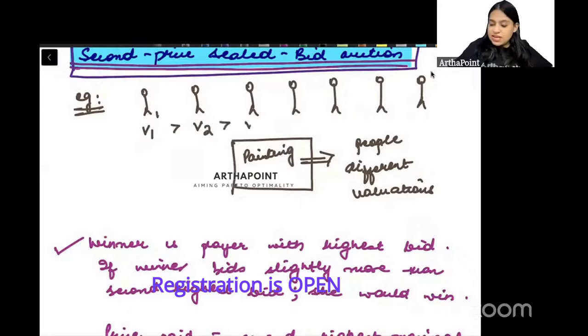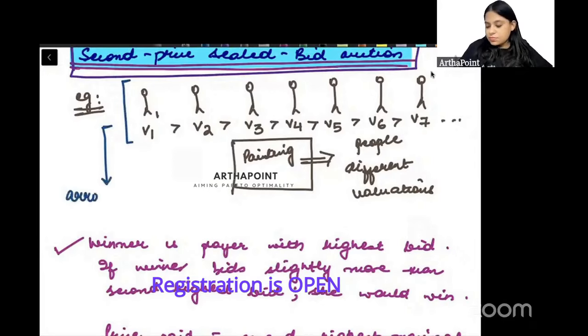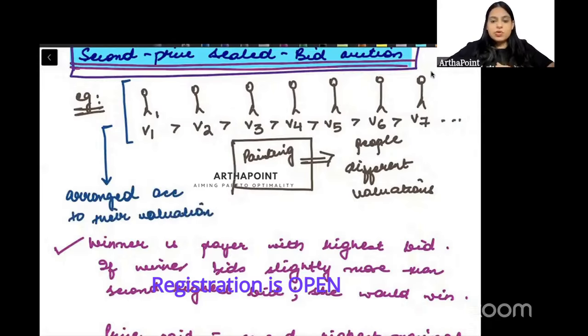Person 3 has a little less valuation V3, person 4 V4, person 5 V5, person 6 V6, person 7 V7, and so on. So we have gone ahead and we have arranged these people according to their valuation. हमने इन लोगों को arrange कर दिया है according to their valuation that they receive from the product. Now, we are saying that we are going to go ahead and we are going to ask them to bid.